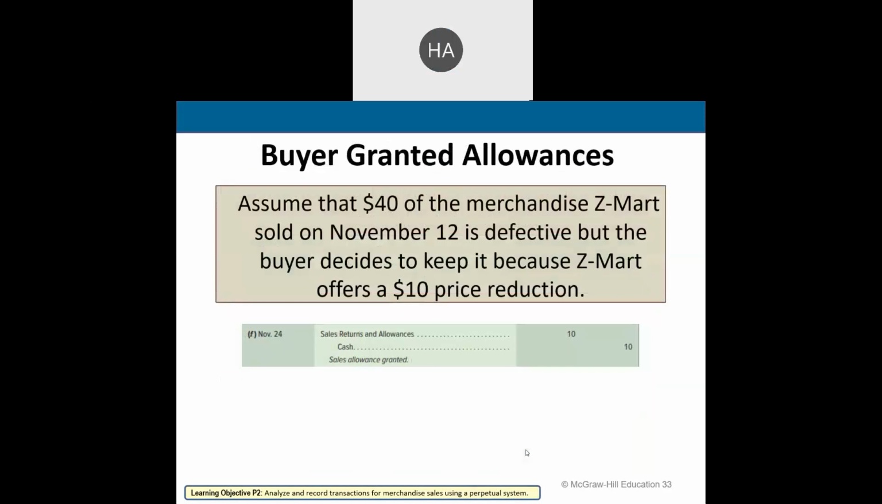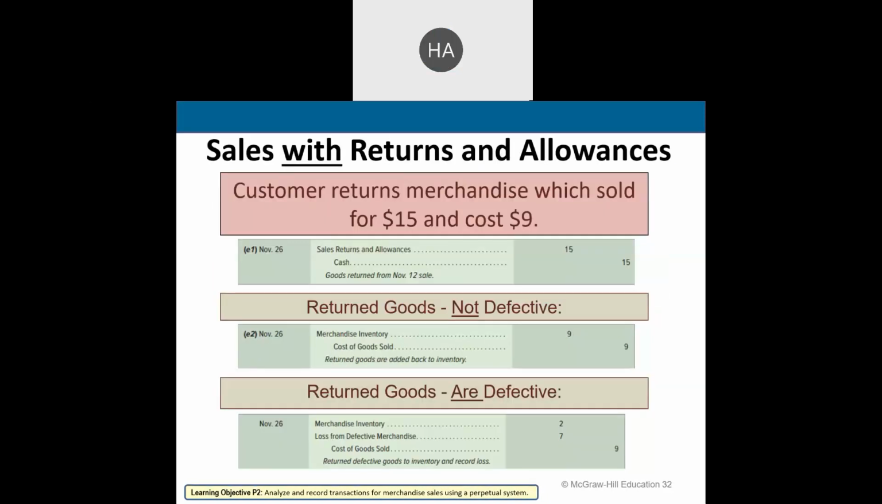Can you go back real quick? What if your returned goods are not defective, but you don't get full price for it? How would that affect how you put it in your journal? It would be that first journal entry you see there. The sales returns and allowances would be debited, and then we would credit cash. But it would be for a reduced amount. Okay, thank you. You're welcome.